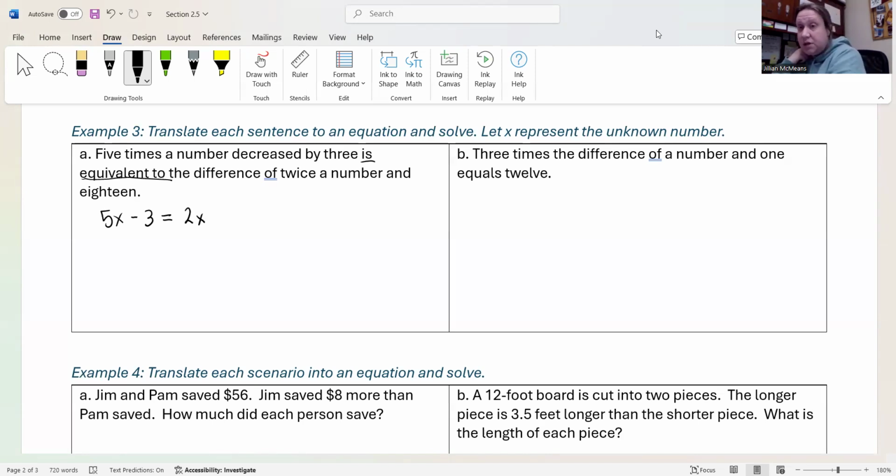Now the difference of 2 times a number and 18 is going to be 2x minus 18. Now, in this case, we are going to solve. The directions don't explicitly say it, which I should probably add here, but because we're doing problem solving, we're actually going to solve this right here and determine what that unknown value is, okay? So in order to solve an equation, this one's pretty basic.